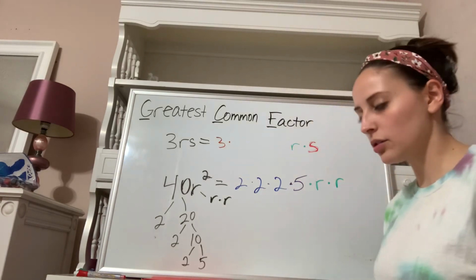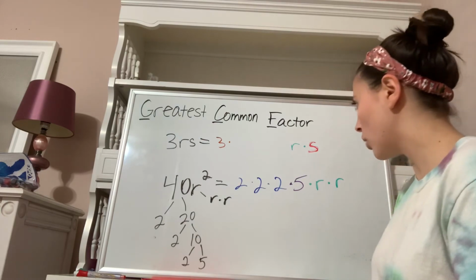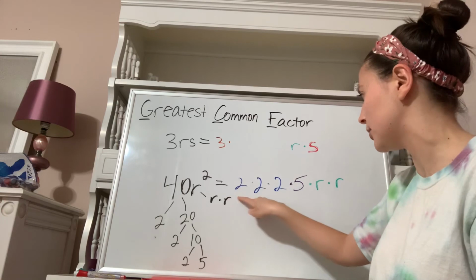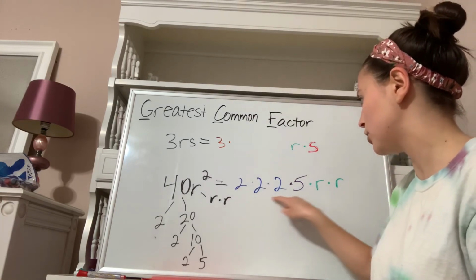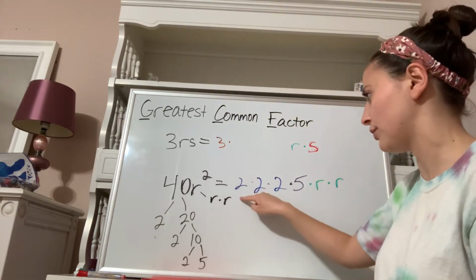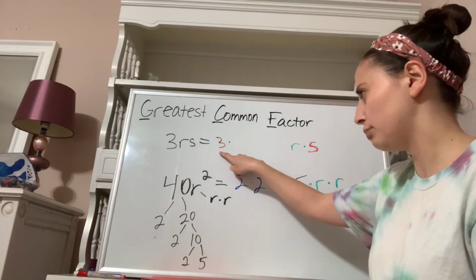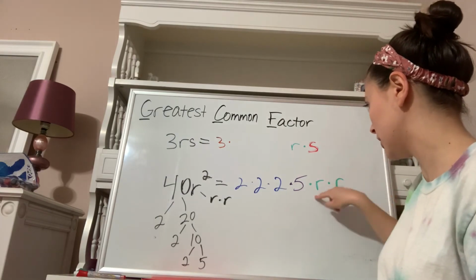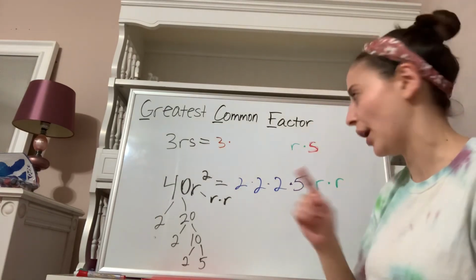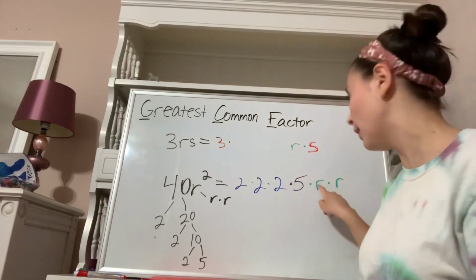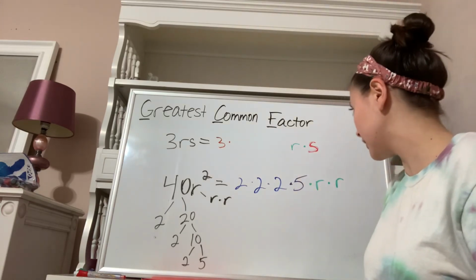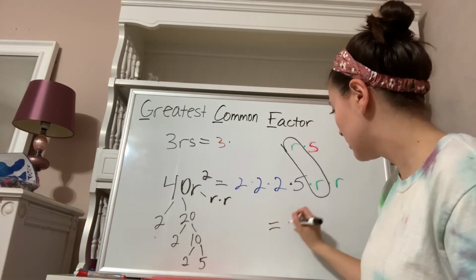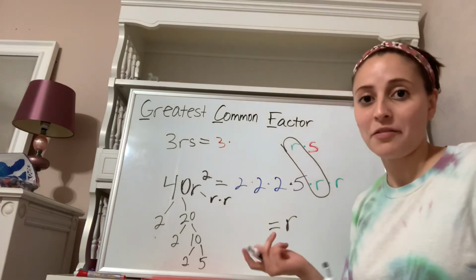Okay, so now let's go through and look what factors are the same. There's a 3 up here, but there's no 3 down here. There's 2's down here, but none up here. There's a 5 down here, but no 5's up here. There's R, but there's 2 R's down here, but only 1 R up here. So there's only 1 R in common, and then an S, and there's no S down here. So there's literally, this is the answer. There's only 1 R in common, so your answer is R.